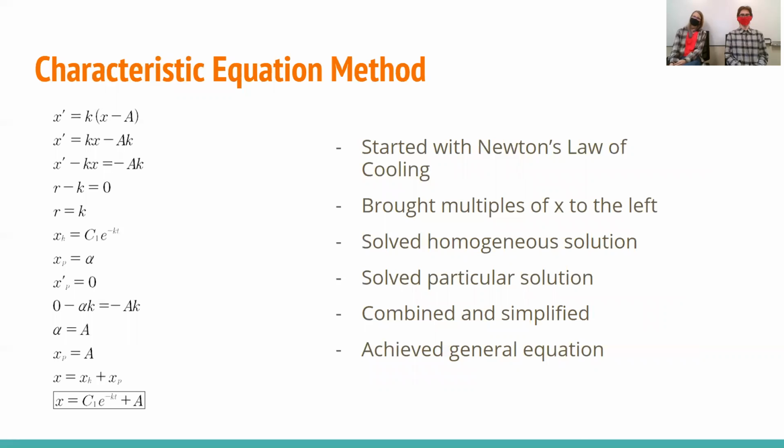The third method that we use is the characteristic equation method. We start with Newton's law of cooling, and then we bring all multiples of x to the left-hand side. We solve for the homogeneous solution, x sub h, turning x to r, and solving for k. Then we solve for the particular solution, x sub p, and finally solve for x, which is the sum of x sub h and x sub p, and that gives us the general equation.